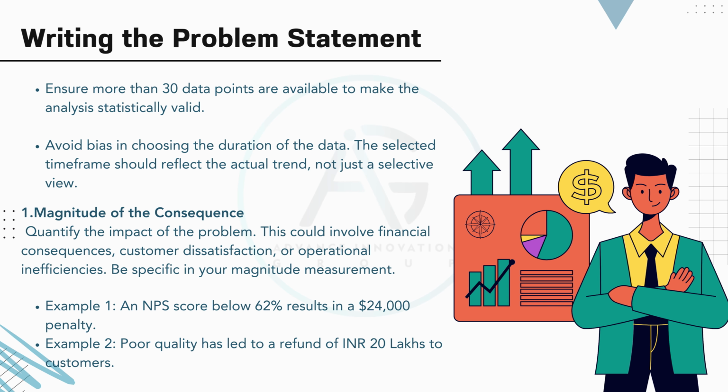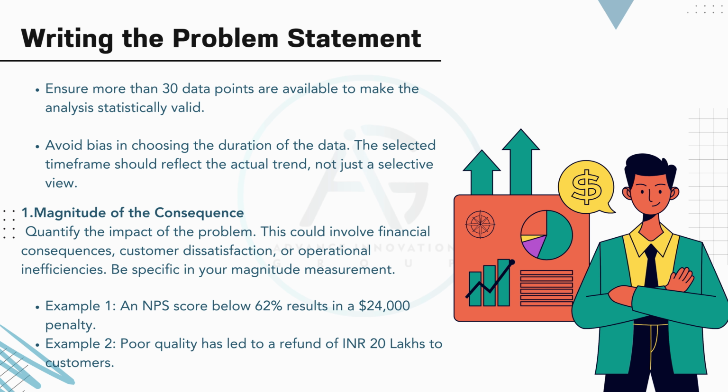Quantify the impact in clear, specific terms. Here are a couple of examples. If your Net Promoter Score, NPS, drops below 62%, the company might face a penalty of $24,000 from a key client. In another case, poor product quality may have led to 20 lakh rupees in customer refunds over the past year. In our specific case with XYZ Holdings, delayed hiring has resulted in a revenue loss estimated at 8 to 10 crores annually, and has contributed to declining customer satisfaction and missed production targets.